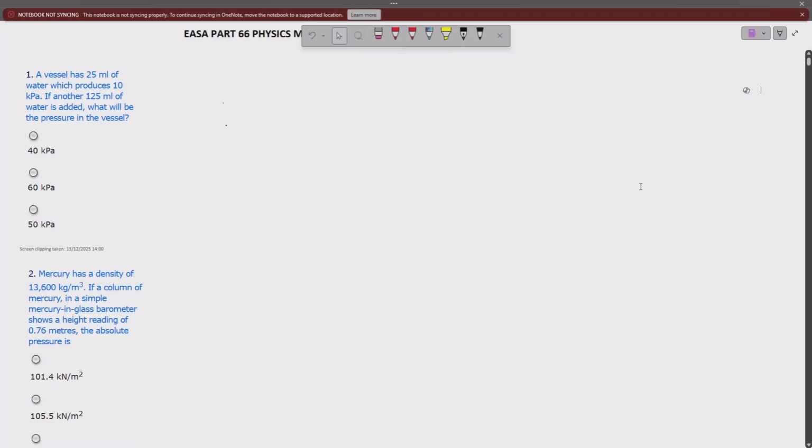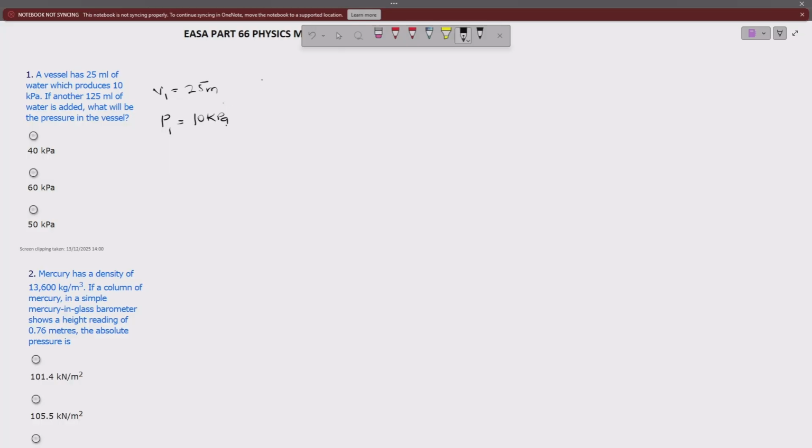So question number 1 says a vessel has 25 ml of water which produces 10 kilopascal of pressure. If another 125 ml of water is added, what will be the pressure in the vessel? So with this kind of question, you have to use proportion. So V1, which is volume 1, equals 25 ml. P1, which is pressure 1, equals 10 kilopascal.